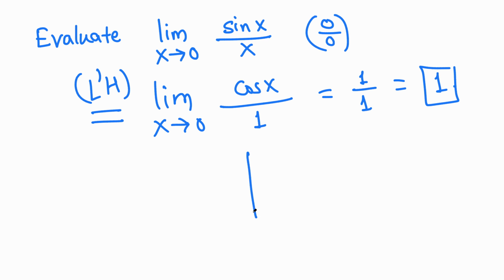In fact, if you graph this function at 0, there is a hole, and that's at 1, in fact. And when x approaches 0 from either side, the value is going to 1. You can check using a graphing calculator.